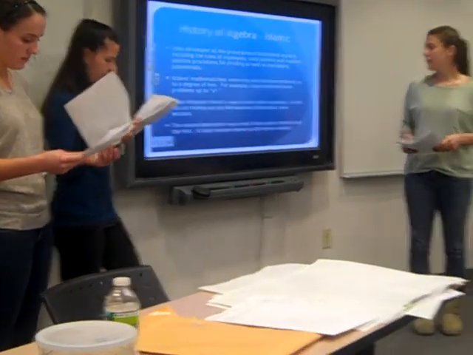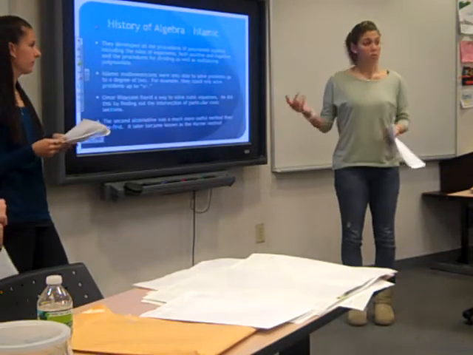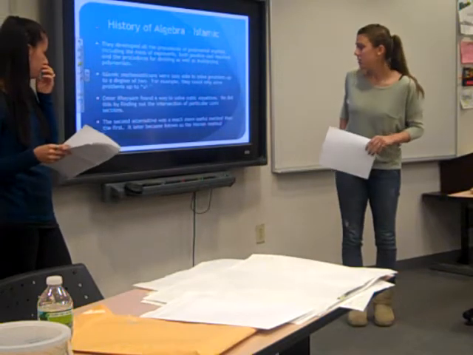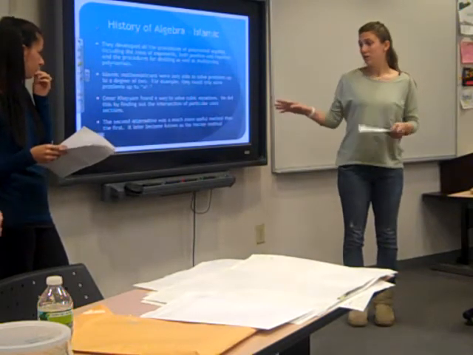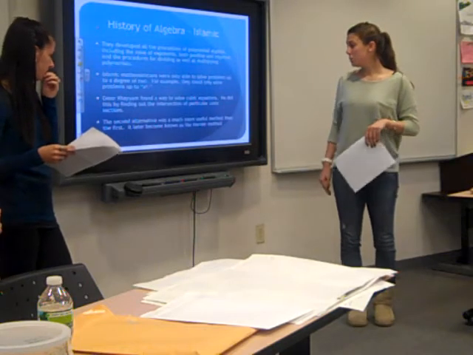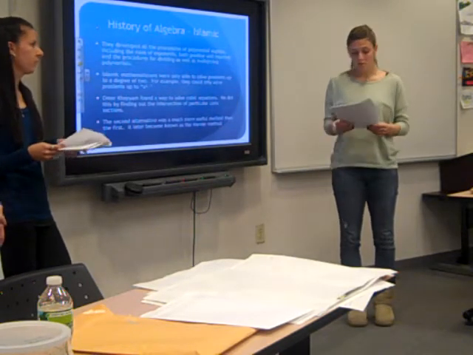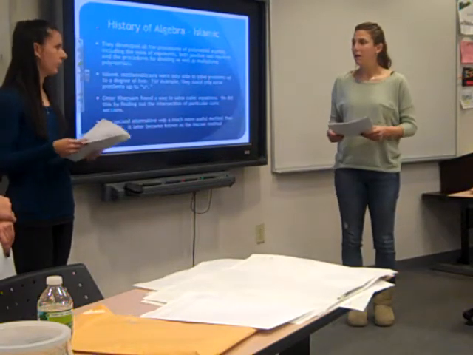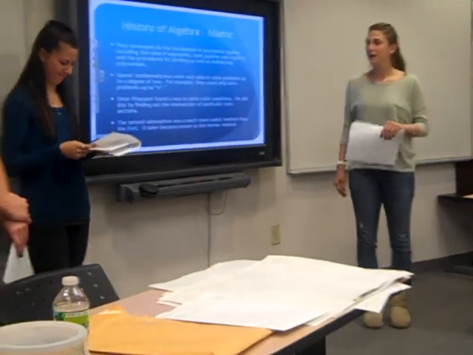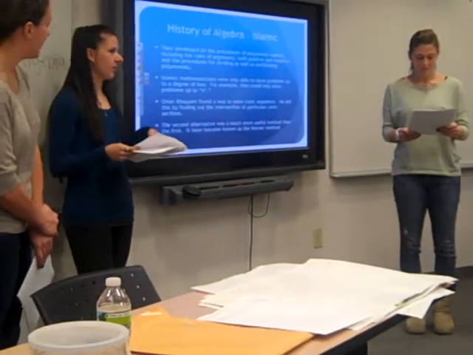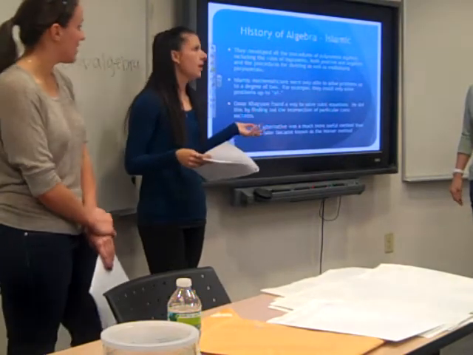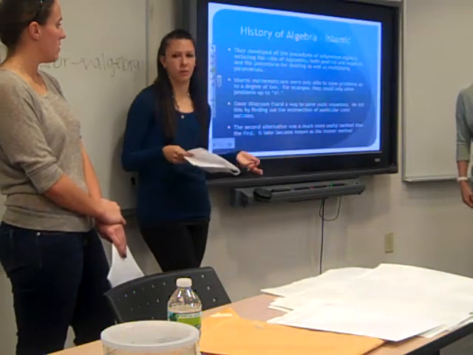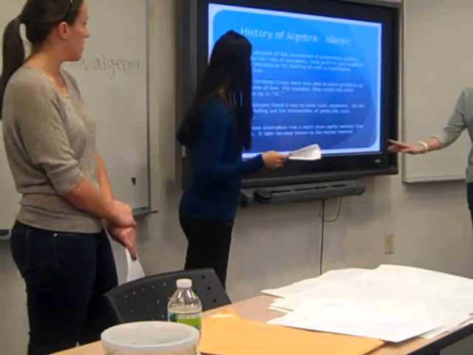Omar Khayyam found a way to solve cubic equations, which was a degree higher. He did this by finding the intersection of particular conic sections, which is the first alternative, and the second alternative was a much more useful method than the first, and it later became known as the Horner method. The Horner method was developed by William George Horner, and I didn't write down what it is. Pretty much it was a way for you to manually figure out the roots of a polynomial equation.